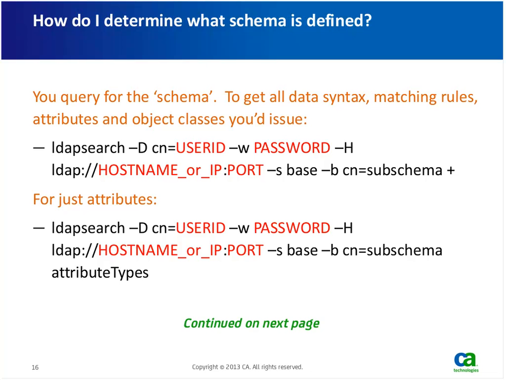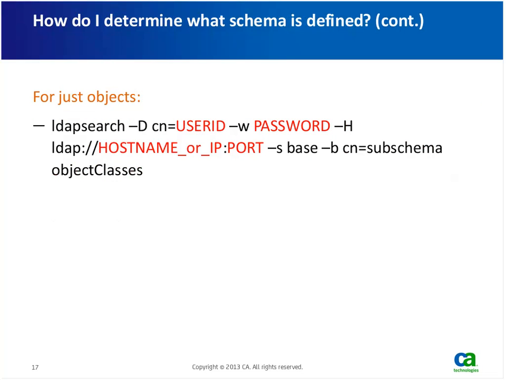You'll notice in the second one on the screen, we've replaced the plus sign with just attribute types. Rather than returning everything, it returns just the attributes that are available to you. And on the next page, this returns just object classes. So depending on your application and how dynamic you want it to be, there's ways to query the server, get its configuration, its schema, and then dynamically use and take advantage of that.